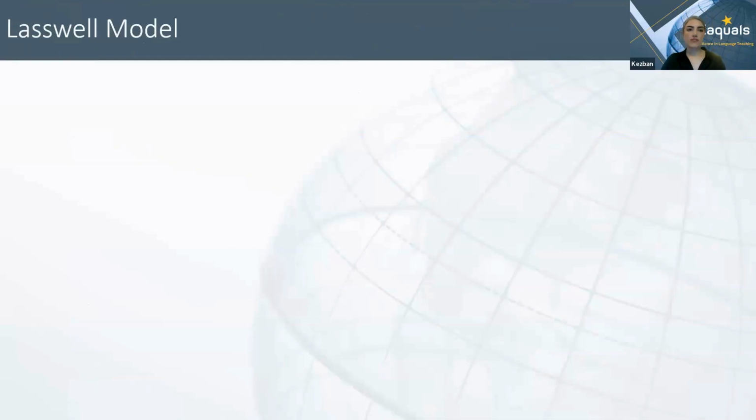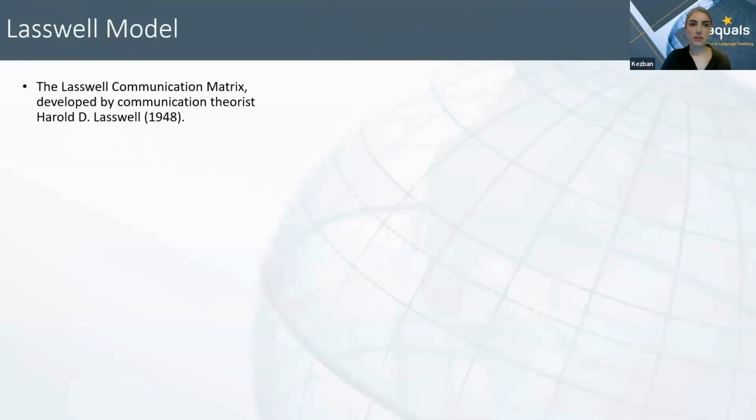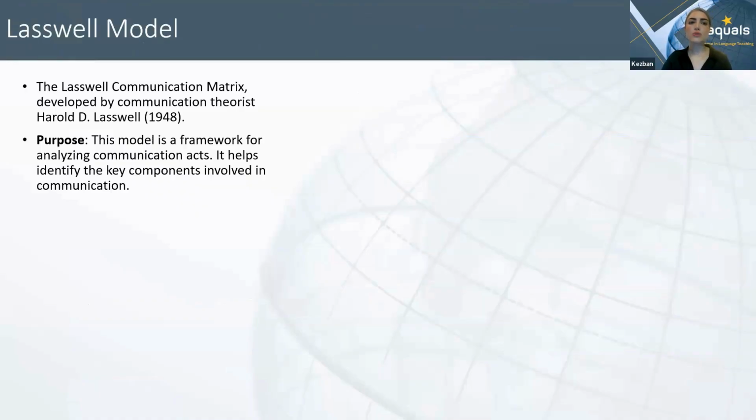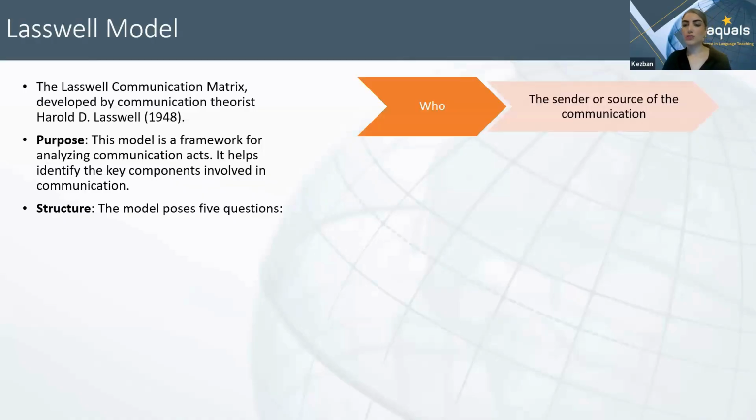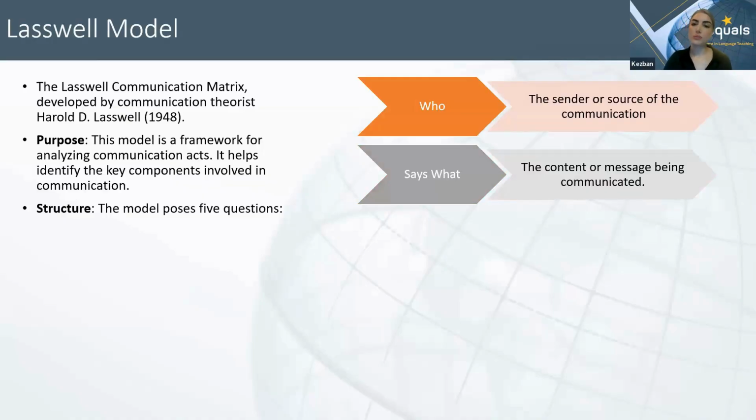The last model I will be talking about is called the Lasswell Model, and it is a communication matrix developed by a communication theorist. This is used as a framework to analyze communication acts. It is believed to help with identifying key components involved in communication. And the structure poses 5 questions. Who? Who is the sender or source of the communication? Says what? What is the content? What is the message being delivered?